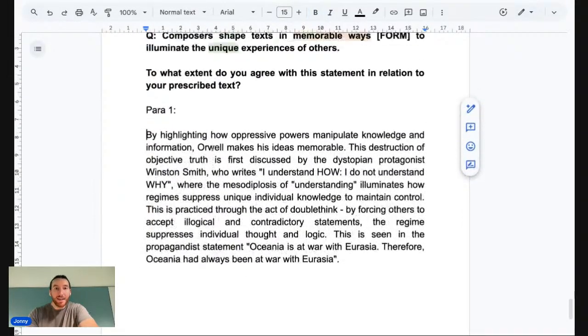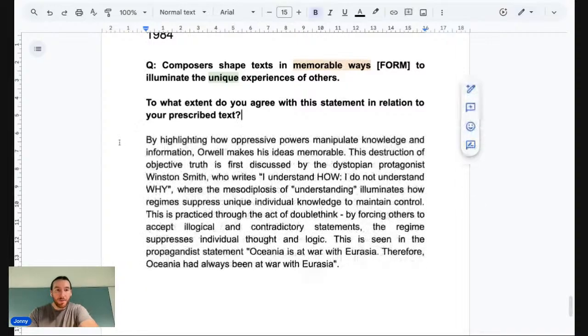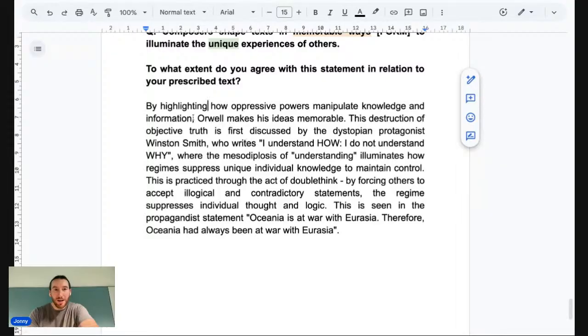Paragraph 1. So you say, by highlighting how oppressive, let me just go up here. By highlighting how oppressive powers manipulate knowledge and information. So first of all, just remember this doubling up problem a lot of students have. So they say something and something. You say knowledge and information. Are they really that different? You're diluting the impact of what you're saying. So we try and get rid of that doubling up, and we just focus on one thing. Otherwise, you're convincing yourself that you're saying more than you actually are. That's why most students do it subconsciously. Feels like you're adding more, but you're actually making it less. So be clear in which thing you mean.